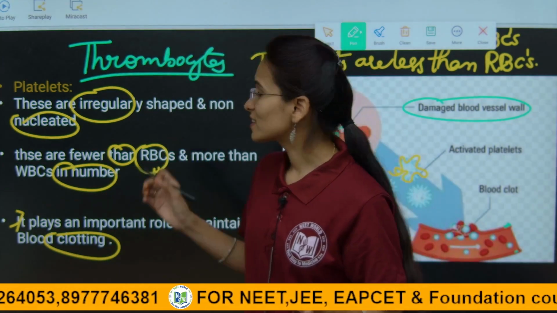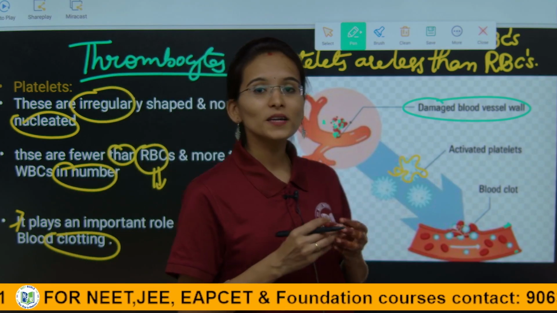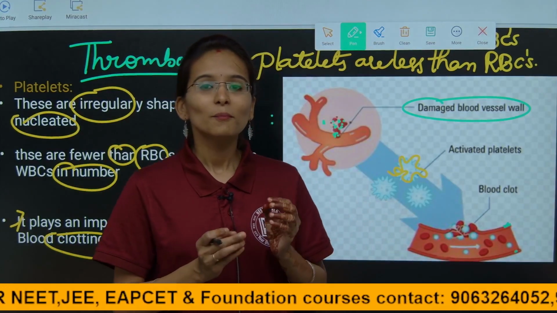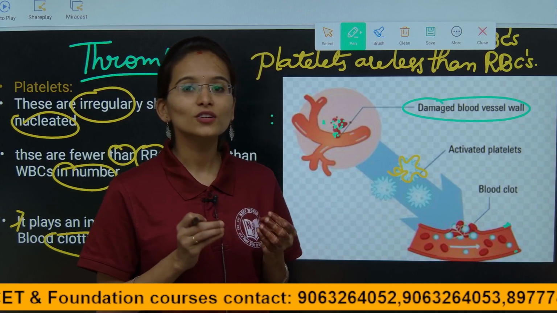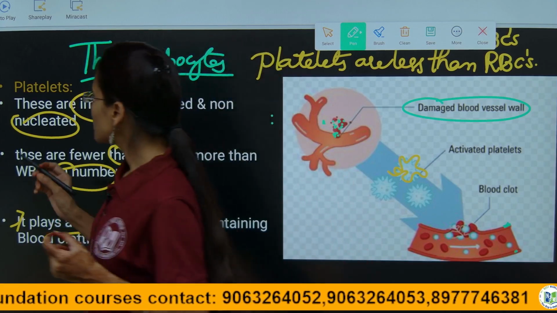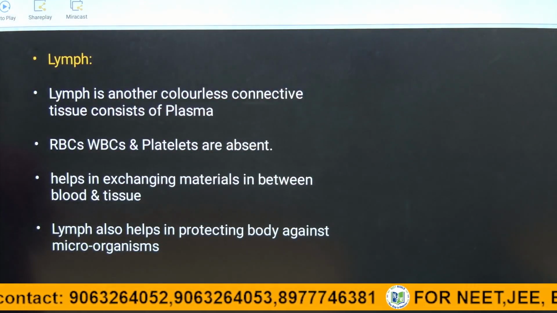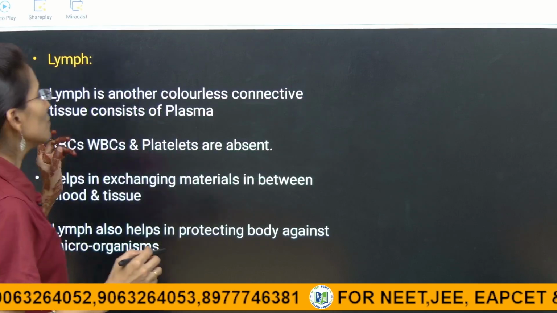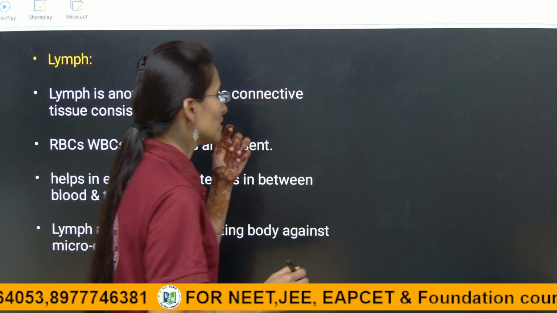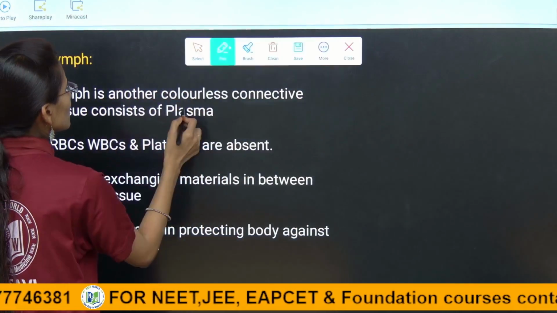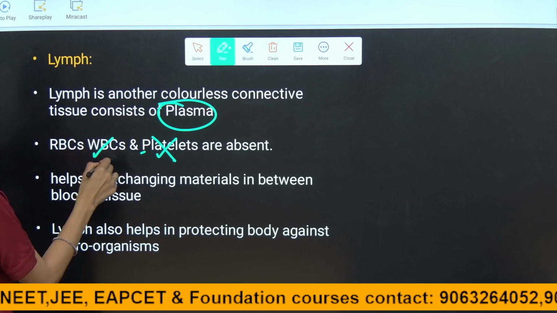Platelets are irregularly shaped cells. They do not contain nuclei, and they become activated when there is an injury to our organ or tissue. After activation, they block and stop the flow of the blood. So, lastly, we are going to look into the lymph and its functions. Lymph is a colorless connective tissue. It is mainly composed of plasma, and here we cannot find platelets, WBCs, or RBCs.